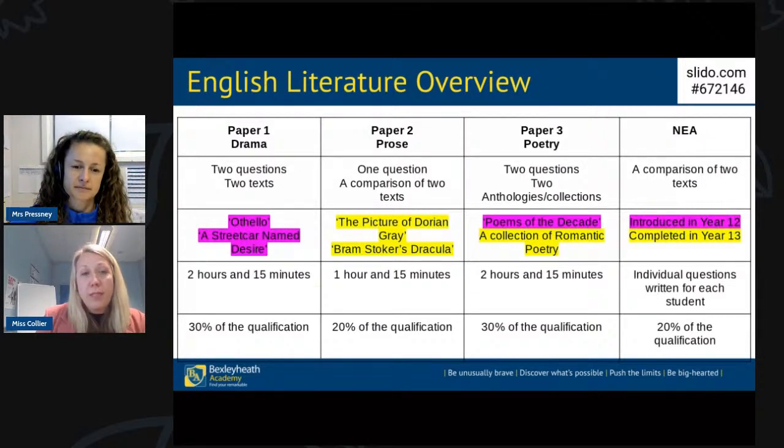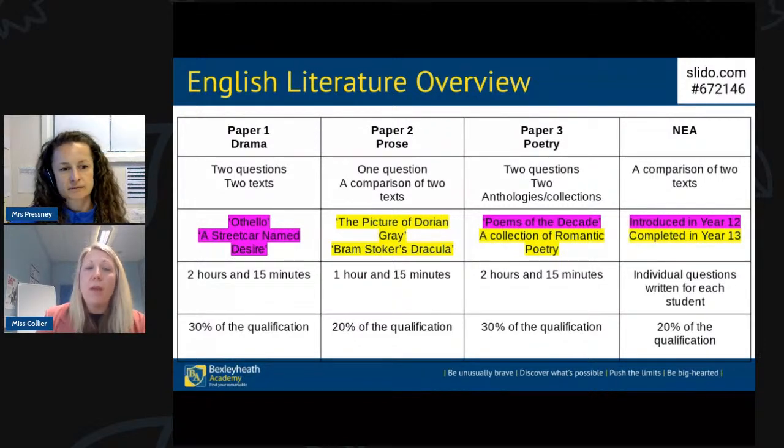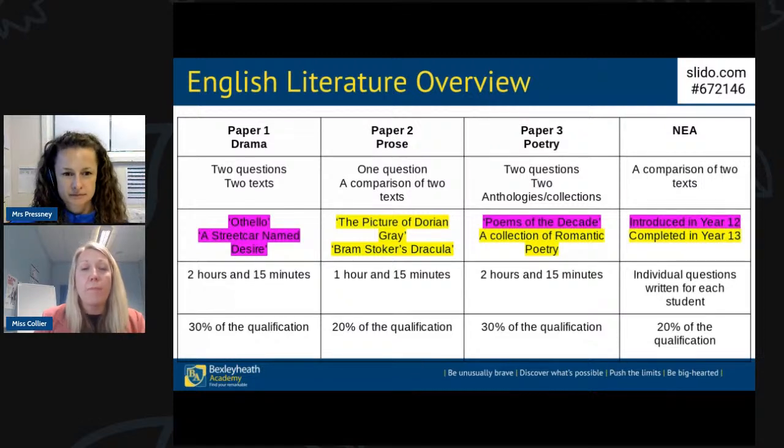Paper 2 is our prose text. So it's a really short exam. It's only an hour and 15 minutes, but you have to write a comparison of 2 different novels. Now I've selected the supernatural theme, and the novels that I've selected are The Picture of Dorian Gray and Bram Stoker's Dracula, but you won't study them until year 11.